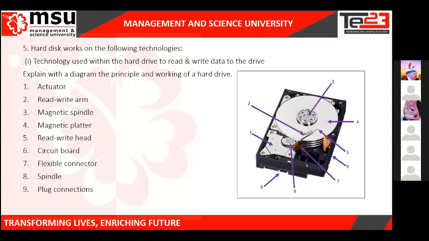For number 6, it is a circuit board. It controls the flow of data to and from the platter. Number 7, flexible connector. It carries data from the circuit board to the read-write head and platter. Number 8 is the spindle. The small spindle here allows the read-write arm to swing across the platter. And lastly, number 9, it is the plug connections. It links the hard drive to the circuit board in the personal computer. Move to next slide.